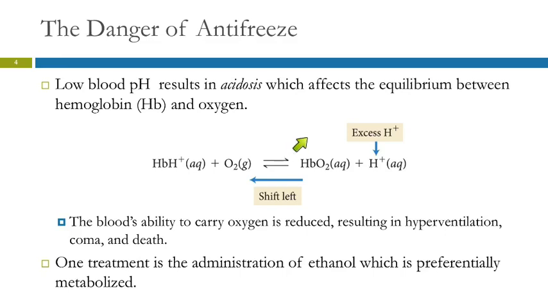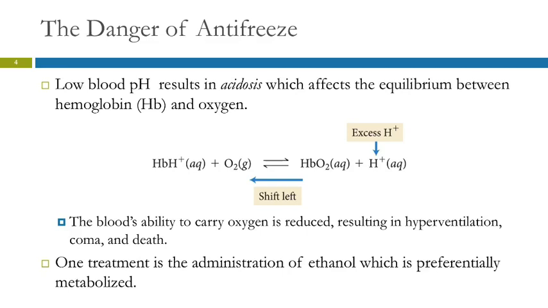so it'll pick up the oxygen to form the hemoglobin with the oxygen, and then it releases hydrogen ion. If there's excess hydrogen ion in your blood, if the pH is too low, that forces this equilibrium towards the left, and the hemoglobin will not carry the oxygen at a high enough rate. And so the result is you don't get enough oxygen, even though you're breathing and your blood's pumping around. Hyperventilation, coma, and death.